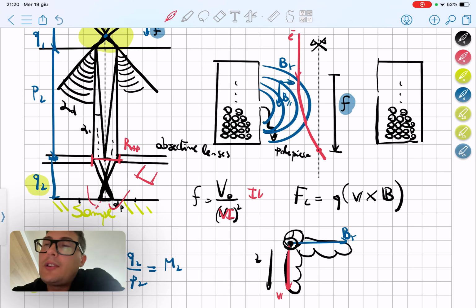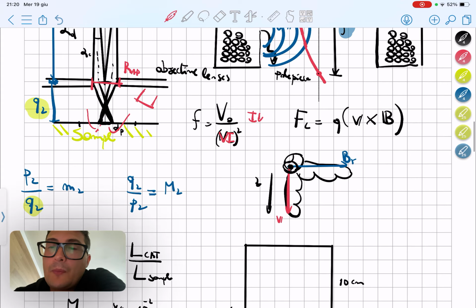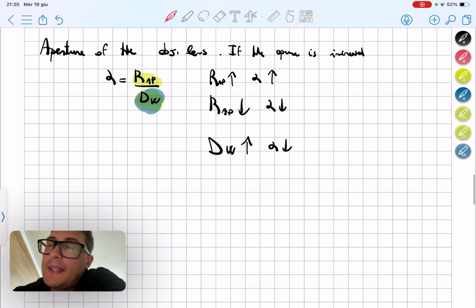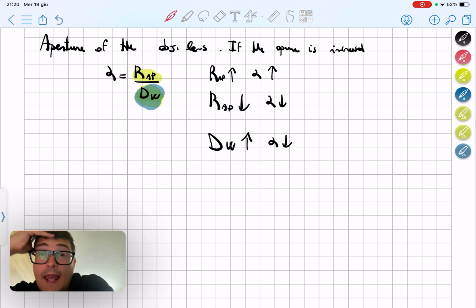Maybe we can conclude this video here, and in the next video we will go deeply into the interaction between the electrons and the sample, and we will be discussing aberration. We can discuss the image formation, how actually the image is formed, and pixels and all this stuff, and the contrast as well.